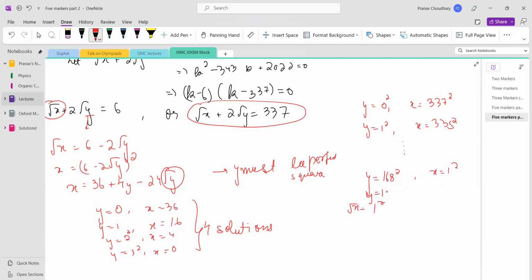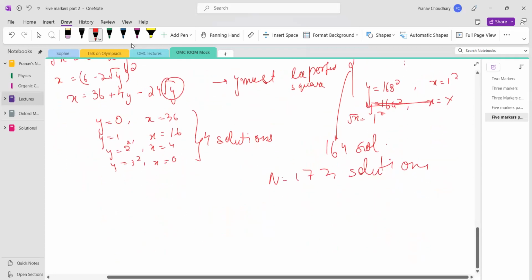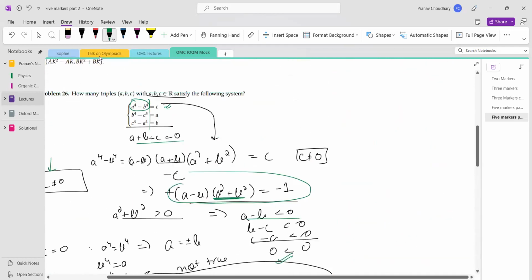And when y is 169 squared, x will not be defined. So only these solutions. So these are 169 solutions. So you have 169 plus 4 here, for a total of 173 solutions. So n is 173, and you have to find the greatest integer of n by 10, which is 17. So the answer is 17.